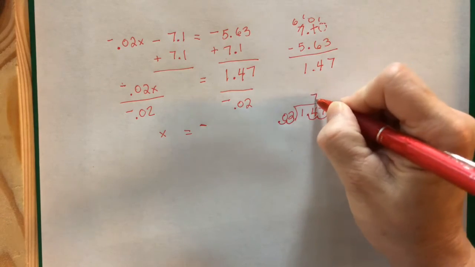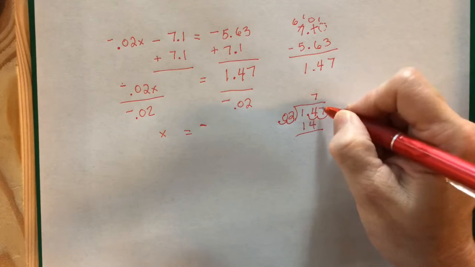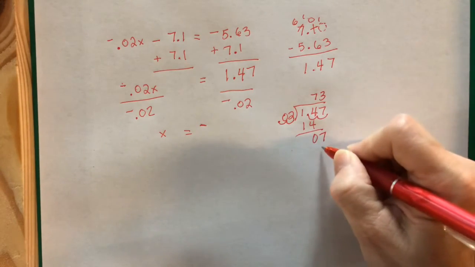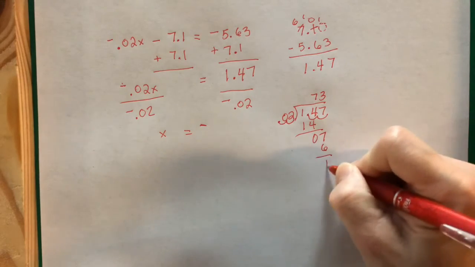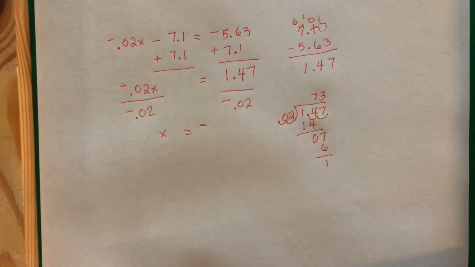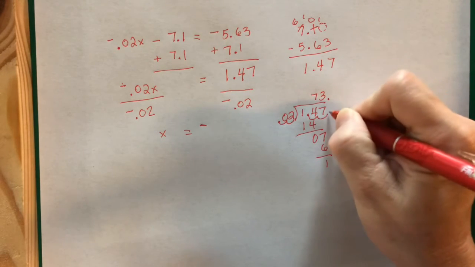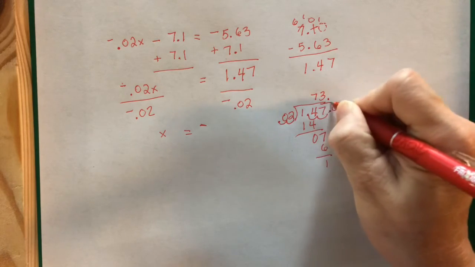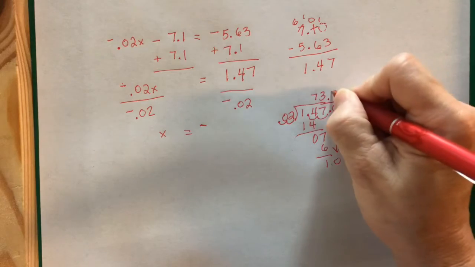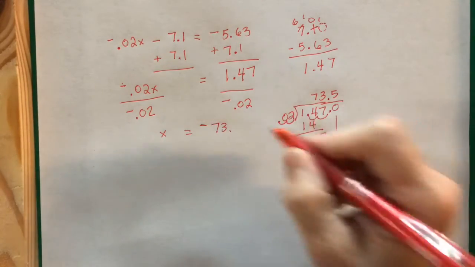2 goes into 14 7 times, and then it goes into 7 3 times. Now, since I have a remainder here, I've been working in decimals, so I want to give my answer in decimals. I know I could say 1/2, but instead of doing that, I'm going to add a 0 here, add 0.0, and I'll bring down that 0, and my answer will be negative 73.5.